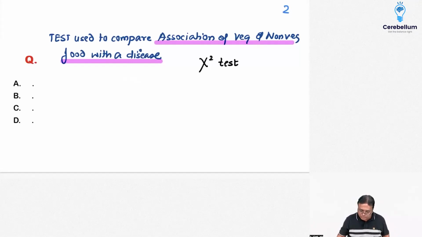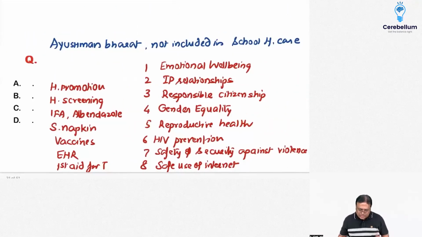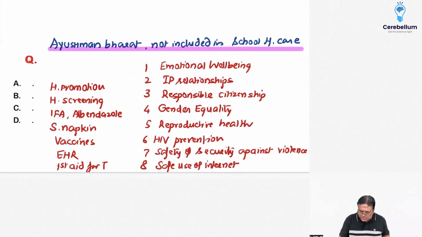Okay, paper two. Okay, wonderful. Everyone has marked this correct. Okay, this question you need to tell me the choices because no one was able to tell me the choices. Ayushman Bharat not included in school health care. What were the choices, friends? Okay, wonderful. Dr. Naman, Dr. Zeus, everyone is right. Dr. Zeus, you are right. Ayushman Bharat not included in school health care.